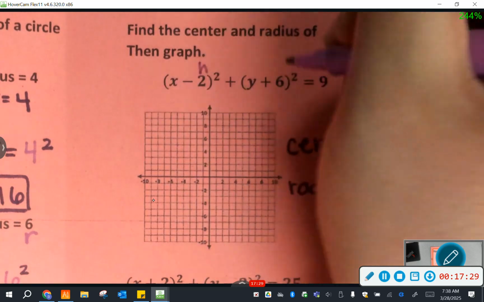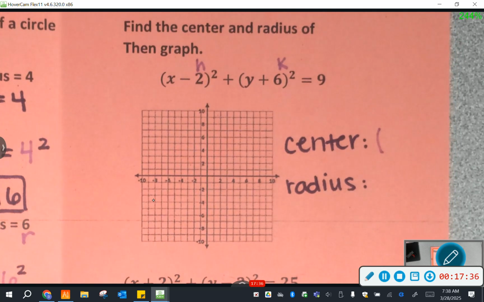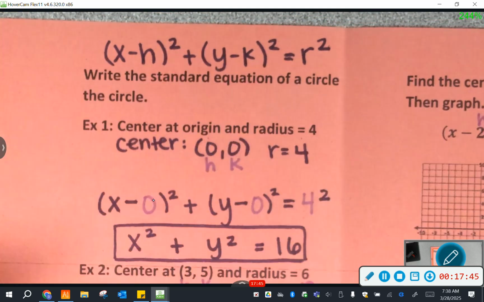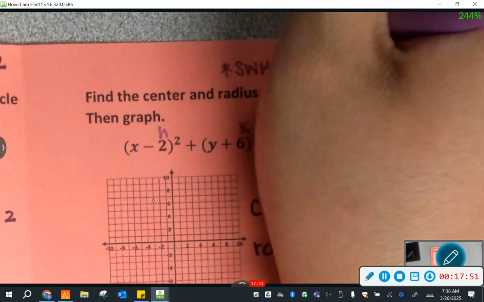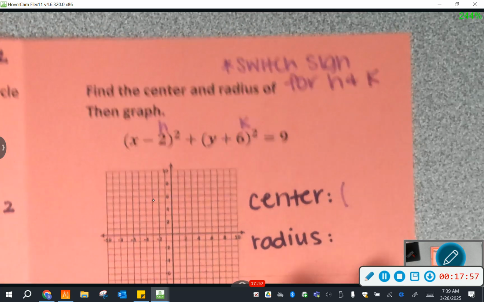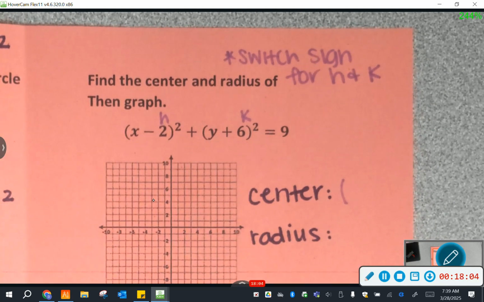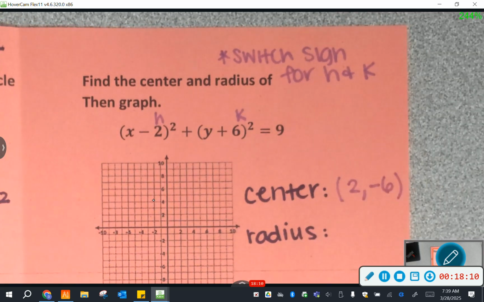Do y'all agree it's h and k? Yeah. What is my center gonna be? So be careful. Remember in your equation, it has the minuses in that. What does that mean? Oh, that's positive. You have to switch the sign. So maybe write that. Switch the sign for h and k. So you see negative 2 and you see positive 6. What is my actual center going to be? 2, negative 6. Does that make sense? Yeah. I wrote it down correctly.